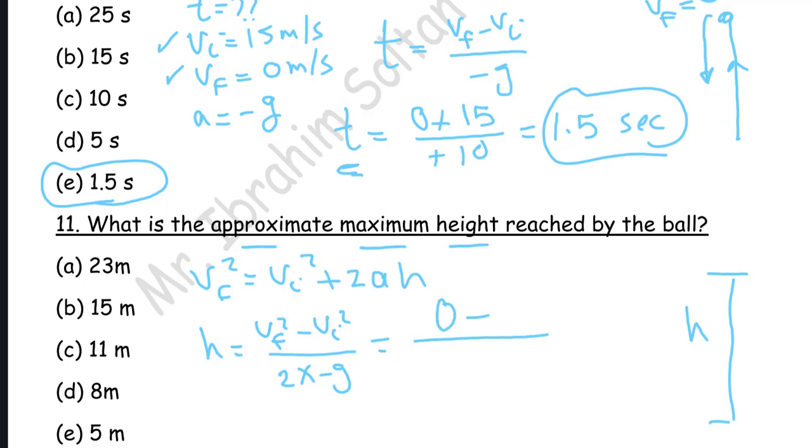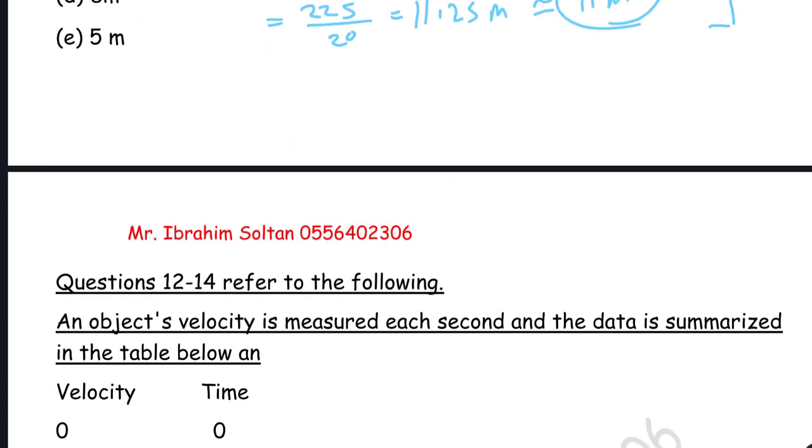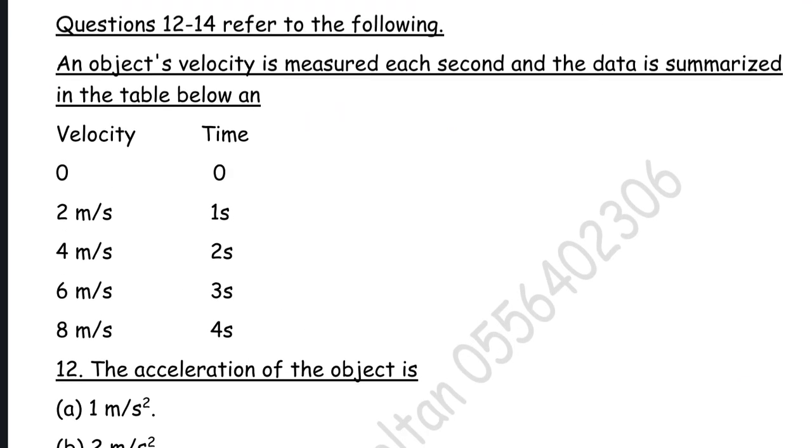Do you remember v initial squared? 15, I think. 15 squared. 2 times negative 10 means negative 20. So negative goes with negative. 225 over 20 means 11.25 meters, approximately 11 meters. Do we have this answer? Yes, it is here. Let's go to the next one.